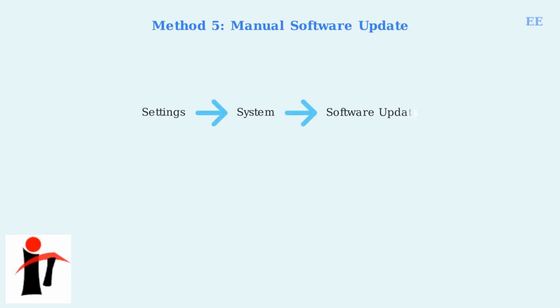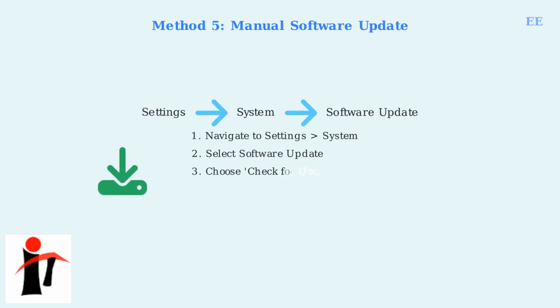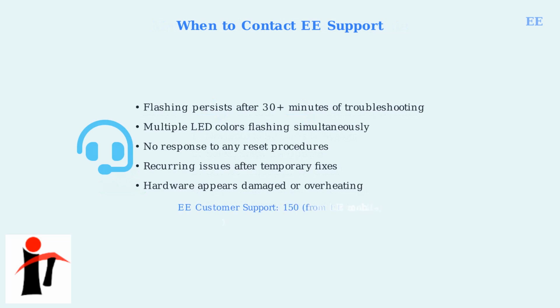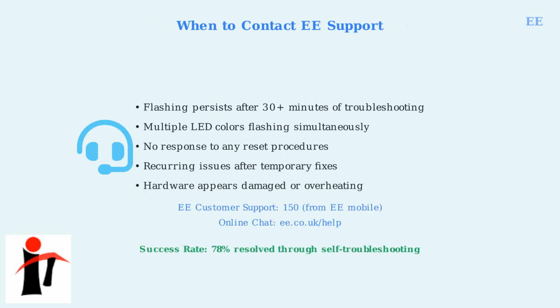If firmware recovery seems too complex, try forcing a manual software update through the settings menu. This can resolve many software-related flashing issues. If none of these methods resolve the flashing LED issue, or if you see multiple LED colors flashing simultaneously, it's time to contact EE Technical Support. They can provide remote diagnostics or arrange a replacement if needed.